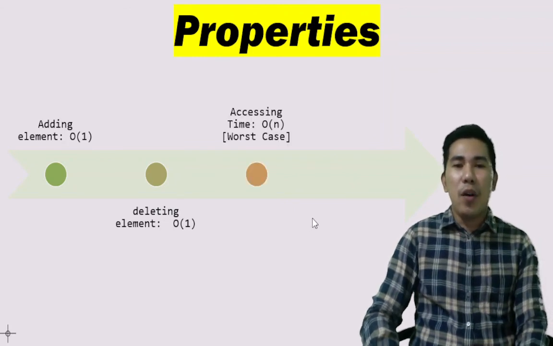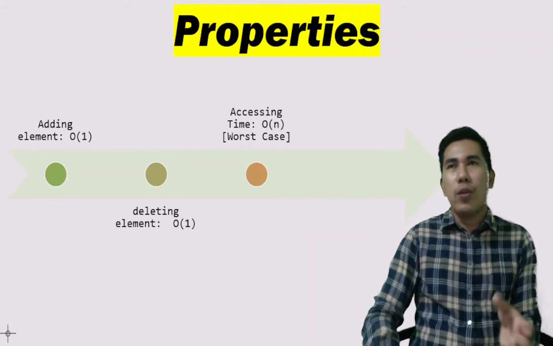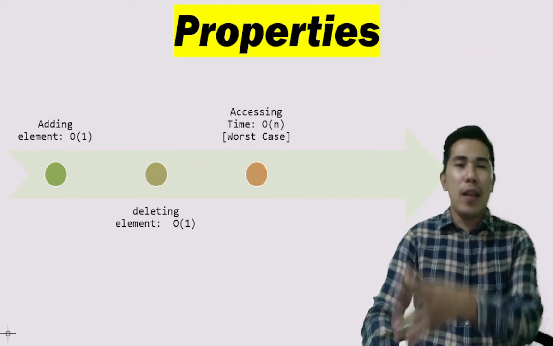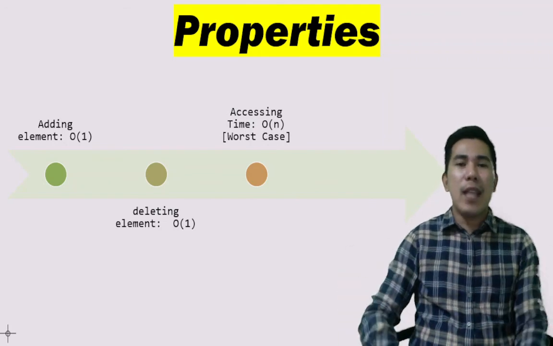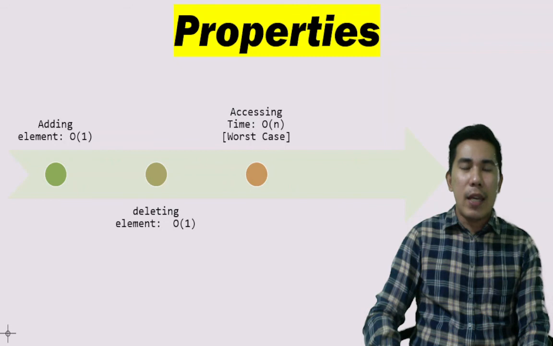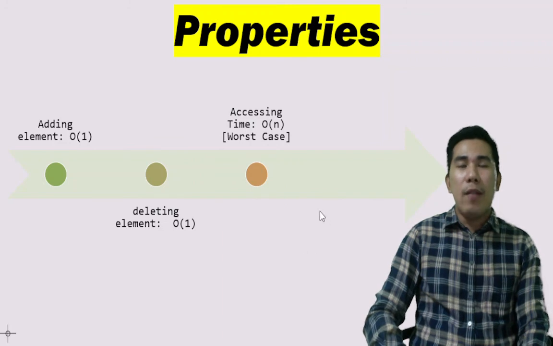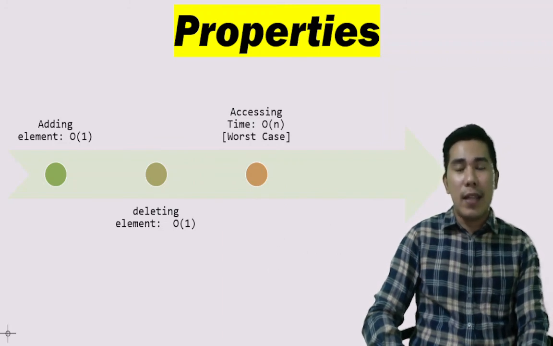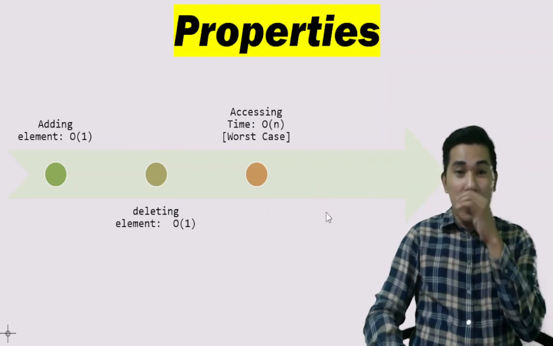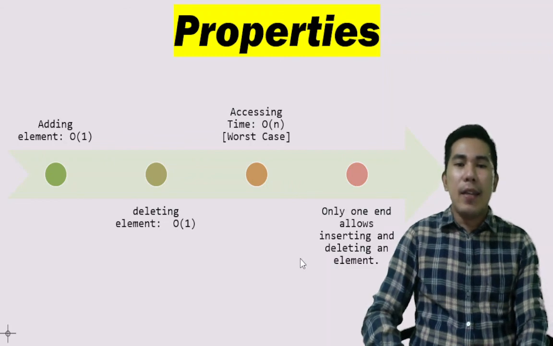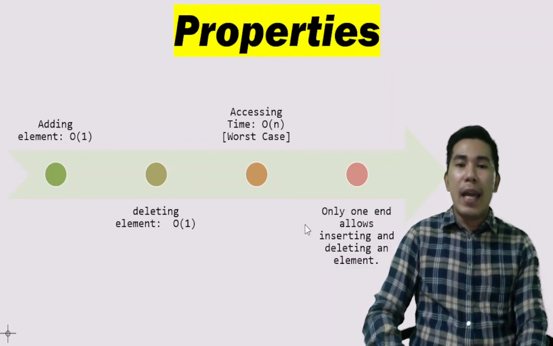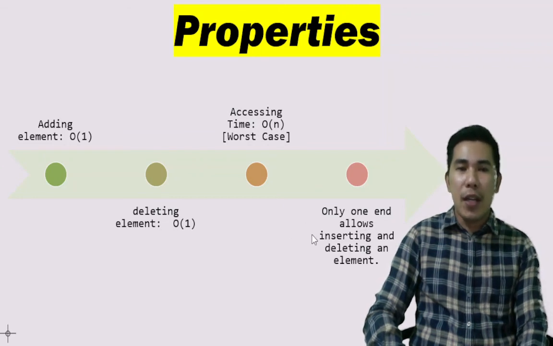And then in terms of accessing, meaning you are going to traverse from one value to another throughout the elements of the stack, it's going to be the worst case scenario of the algorithm, because you need to traverse from the first data to the rest of the data in that particular stack. So that's why it's big O of n, worst case scenario. And then there's only one end allowed, which is where you insert and delete an element. It's always going to happen at the end, which is called the top.